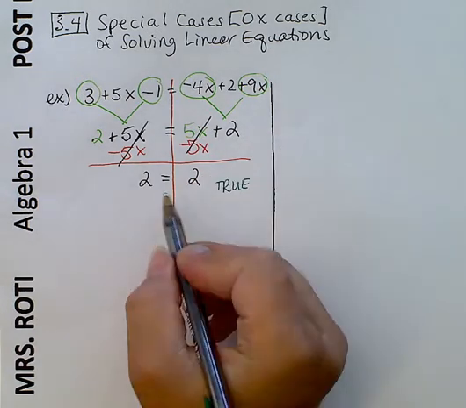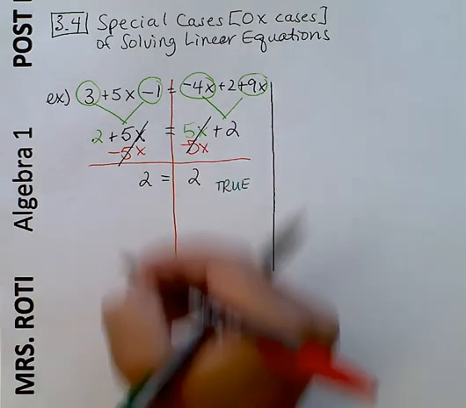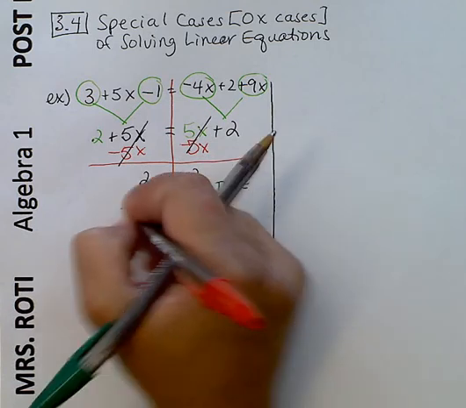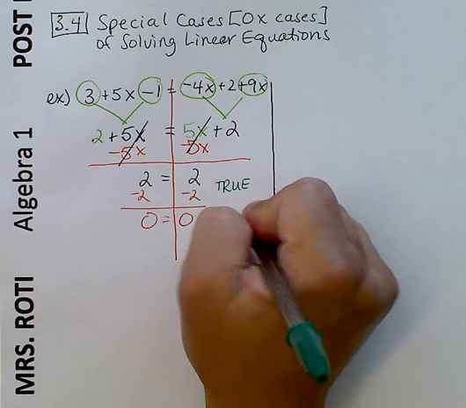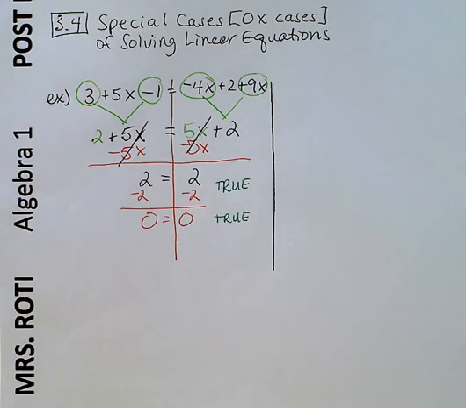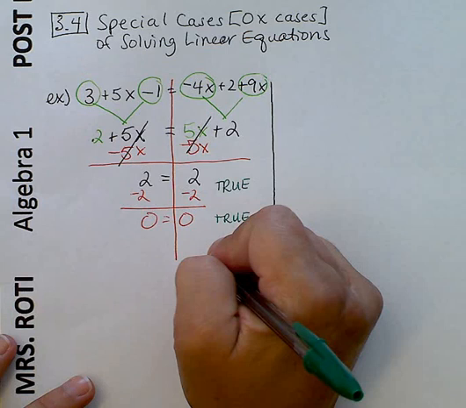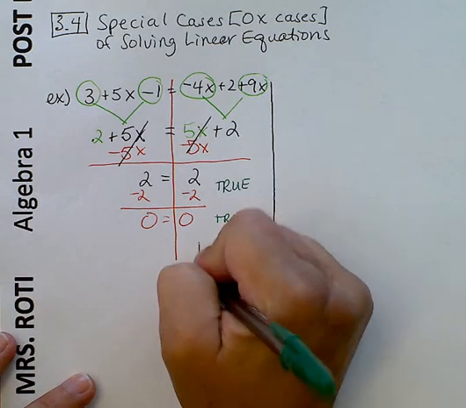This is true, but if I use the inverse to go one step further, this is also true. If an equation is an identity, it's going to be true no matter how many times you do valid manipulations to both sides. Because it's a true statement, I know that the answer I'm going to put on my answer line is the all real numbers symbol.